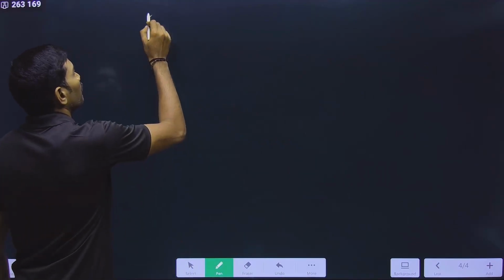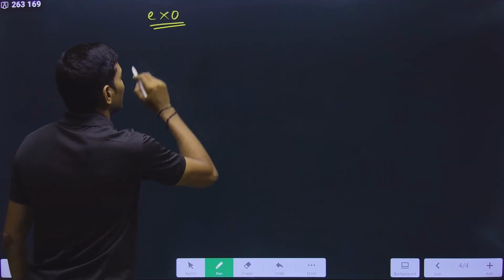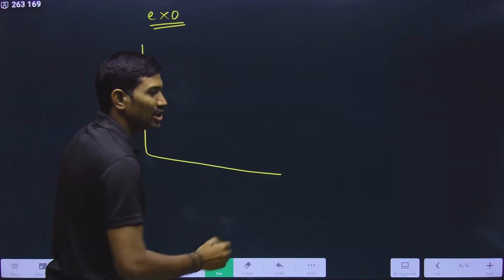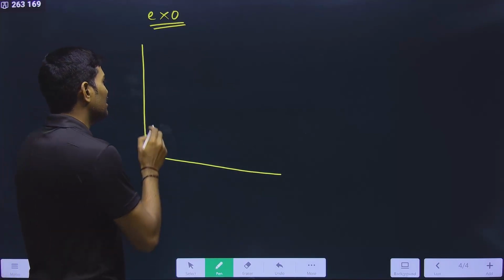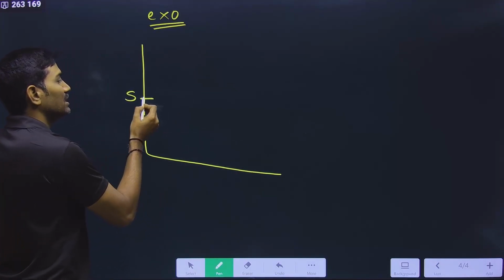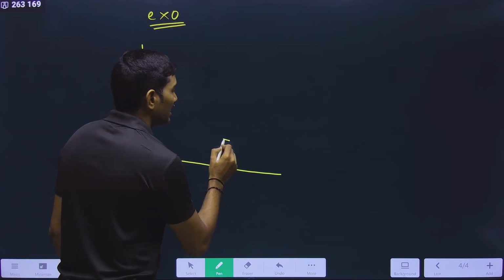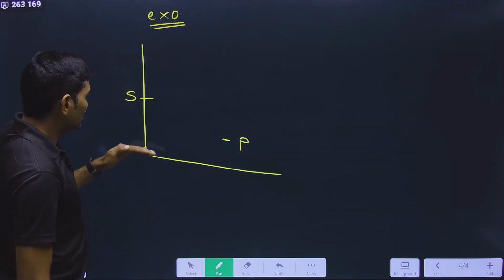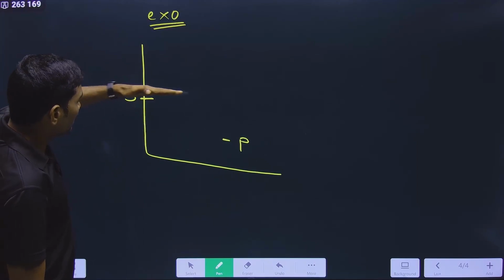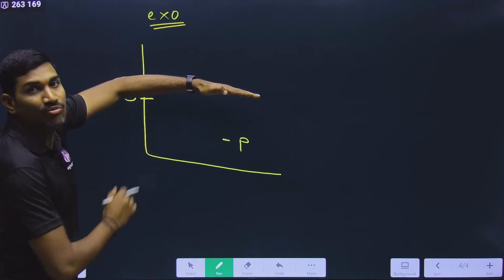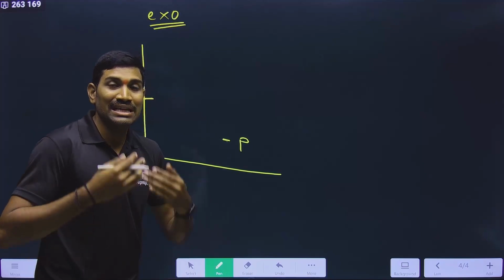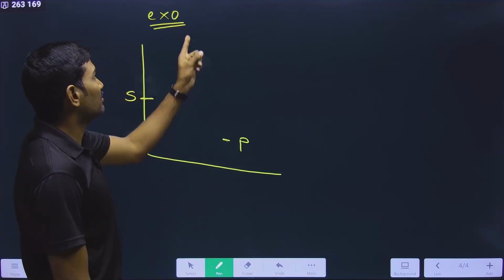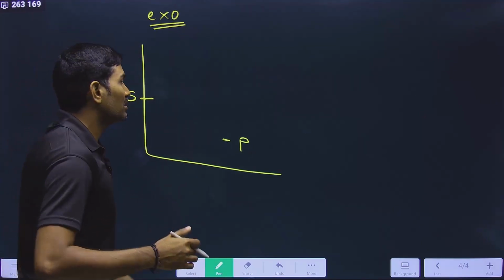Observe carefully. First, we will talk about the exothermic reaction. In exothermic, exo means what? Outside. Energy is released outside. Why is energy released? Because the energy of substrates is higher when compared with the energy of products. This is the energy, right? So the energy of substrate is higher than the energy of product. So when substrates are converted into products, what happens? Energy is released. That's why these reactions are called exothermic reactions.